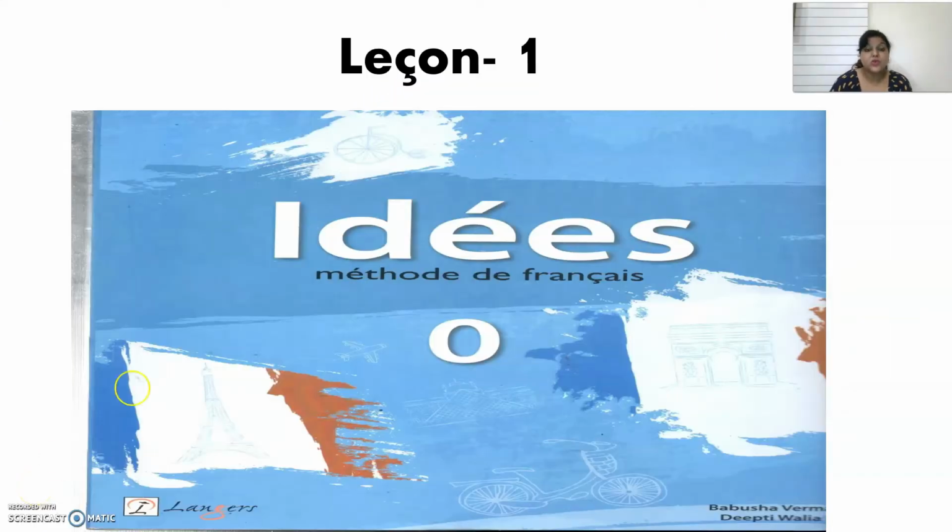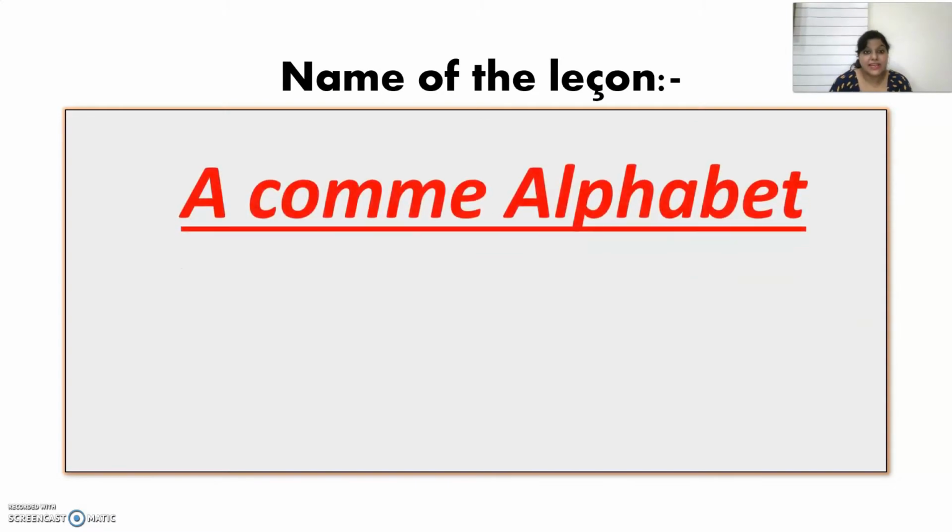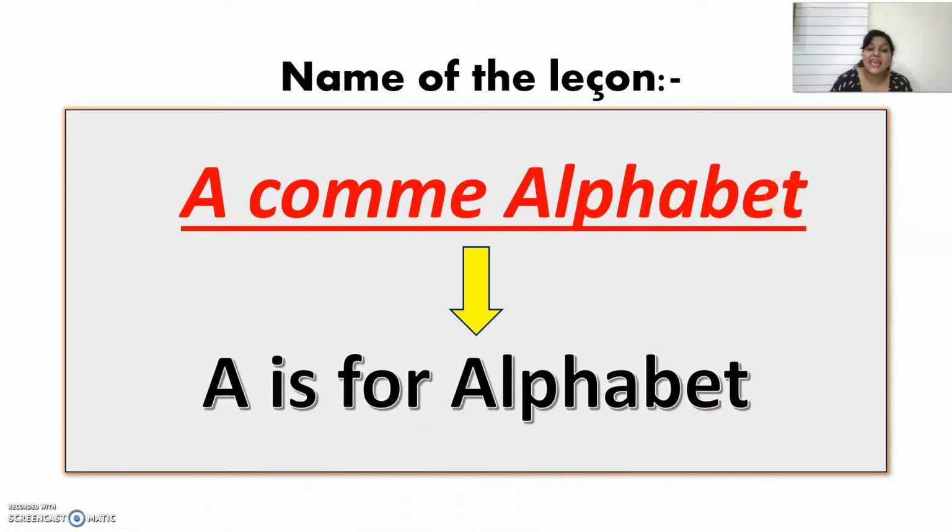So we are going to do lesson number 1 of Idées Zero book. So let's firstly see what's the name of the lesson. The name of the lesson is A, comme, alphabet. You also repeat after me and say A, comme, alphabet. What does it mean? It means A is for alphabet.